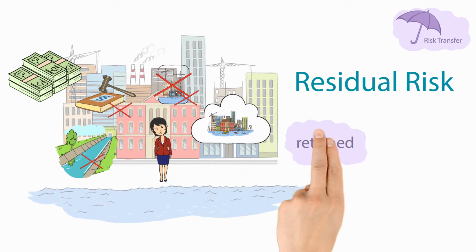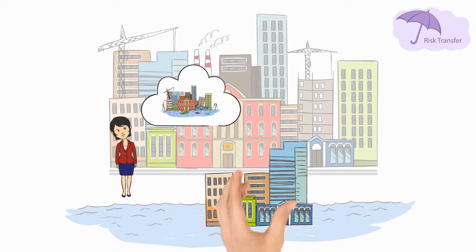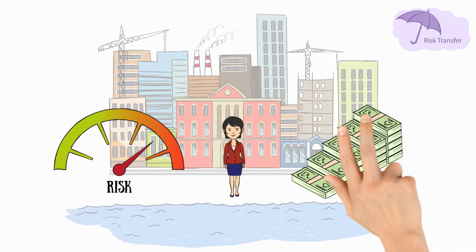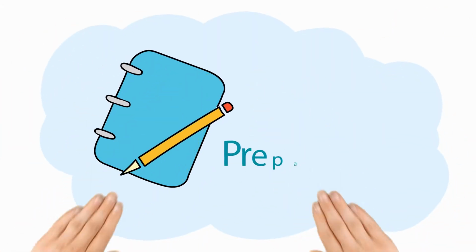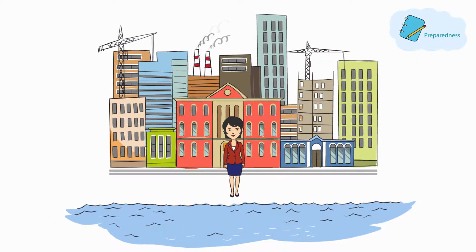This type of risk can be either retained or transferred. Emma has the possibility to transfer them to the insurance sector, which increases the financial stability of the city of Titinati. 3. Preparedness. As the name suggests, Emma must prepare for floods.